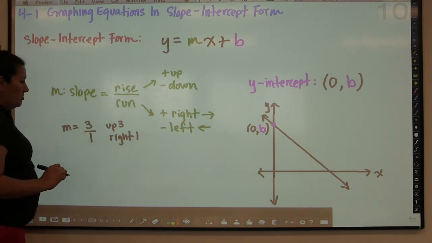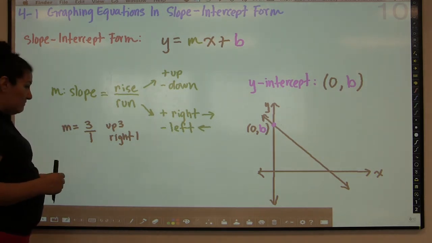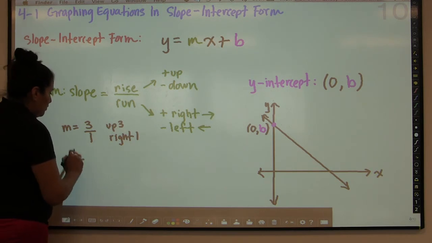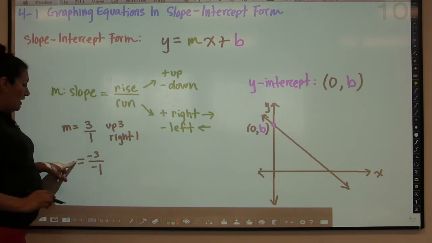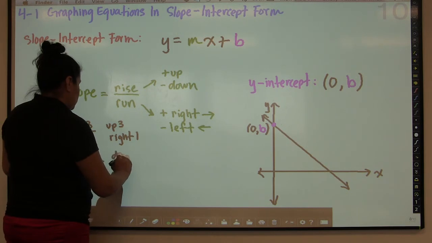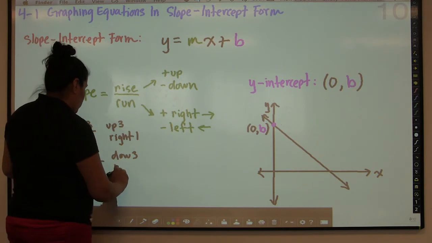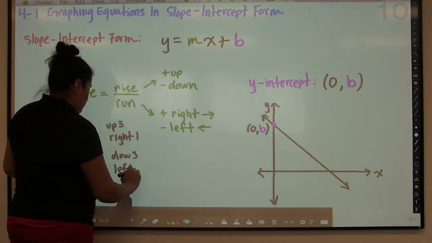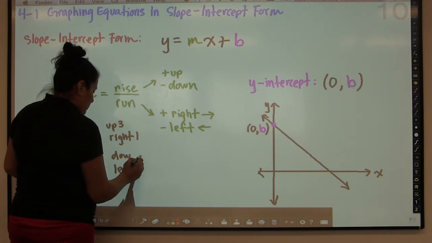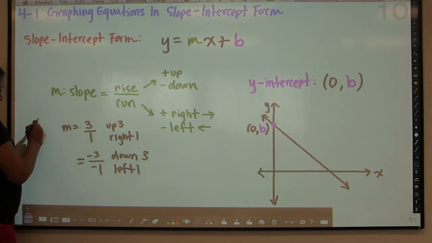Okay? But I also want you to be aware that you can also go backwards, because we know that a negative divided by a negative is also a positive. So I could choose to rewrite 3 over 1 as negative 3 over negative 1. And in that case, because the top number is negative, I would go down 3, and because the bottom number is also negative, I would go left 1.